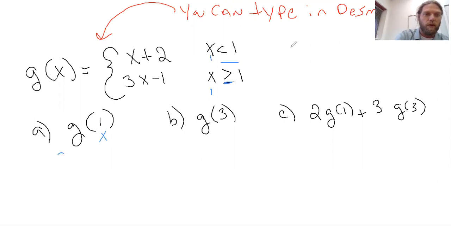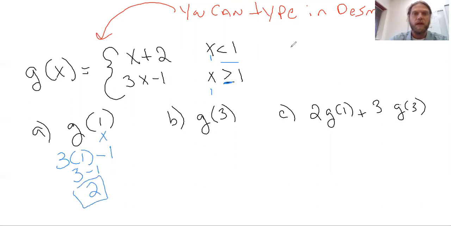So I just simply say, well, 3 times 1 minus 1. Okay, and I say, oh, 3 times 1 minus 1, that's easy. Well, 3 times 1 is 3, minus 1 is 2. Okay, so we're in good shape there. That is that answer. Well, then I say, well, g of 3.